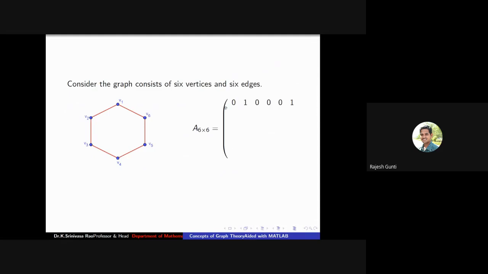The first row, V1. V1 is not adjacent to V1, there is no self loop here, so it is 0. V1 is adjacent to V2, so we take it as 1. There is no direct edge from V1 to V3, so we take 0. V1 to V4, 0, because there is no edge. V1 to V5, there is no edge, 0. V1 to V6, there is an edge.